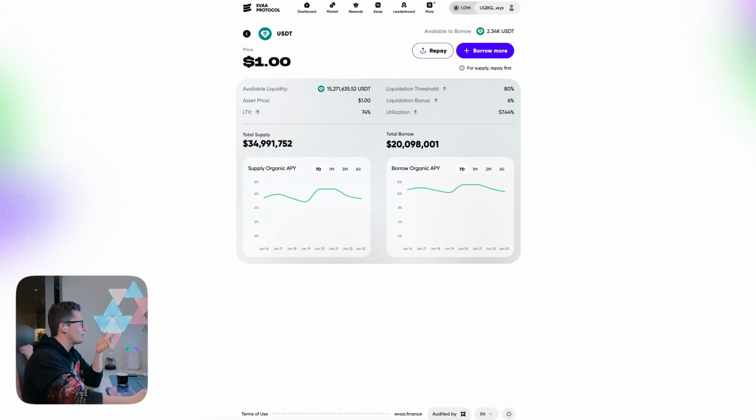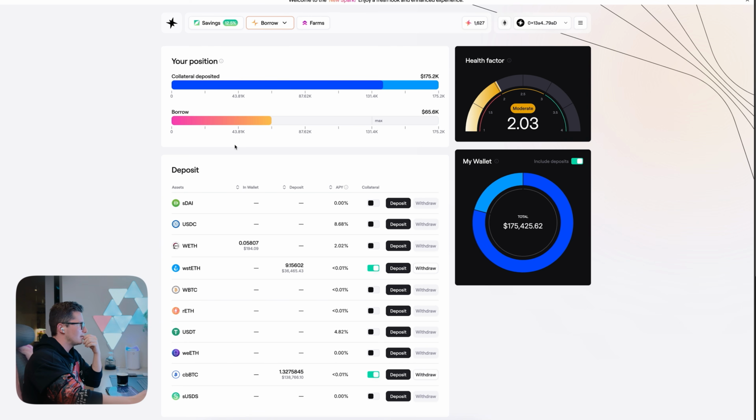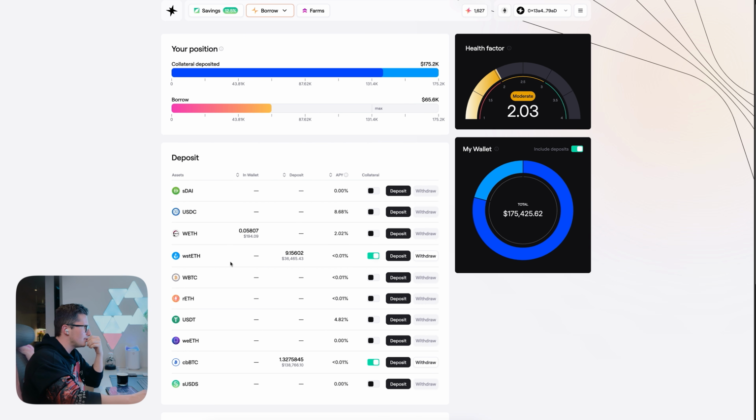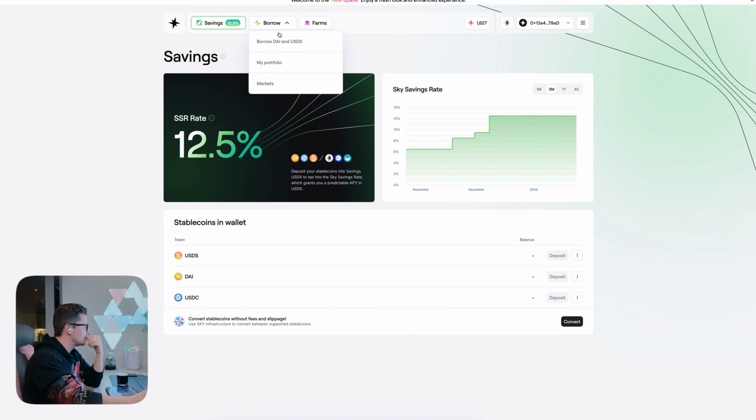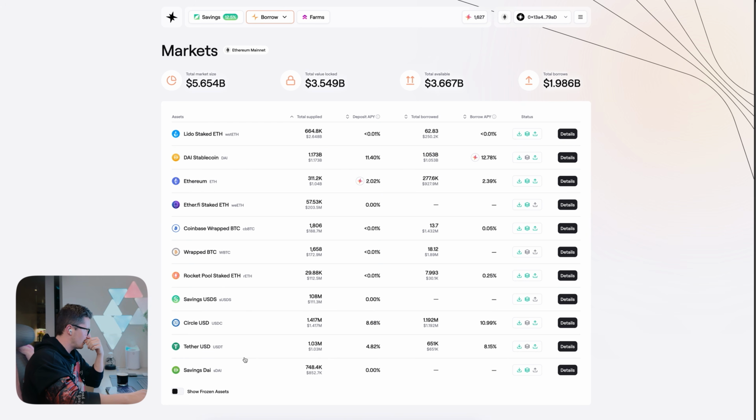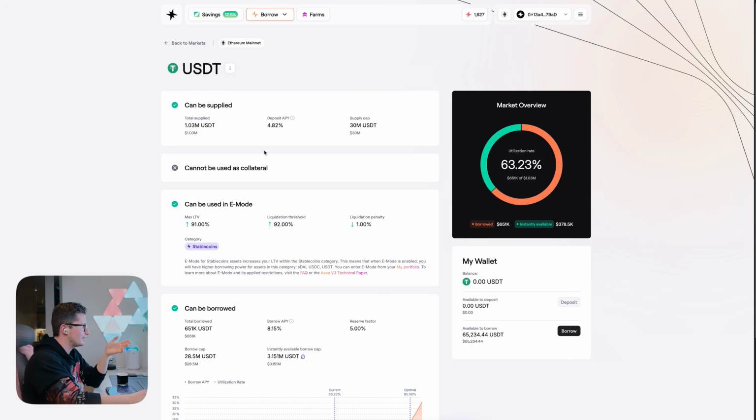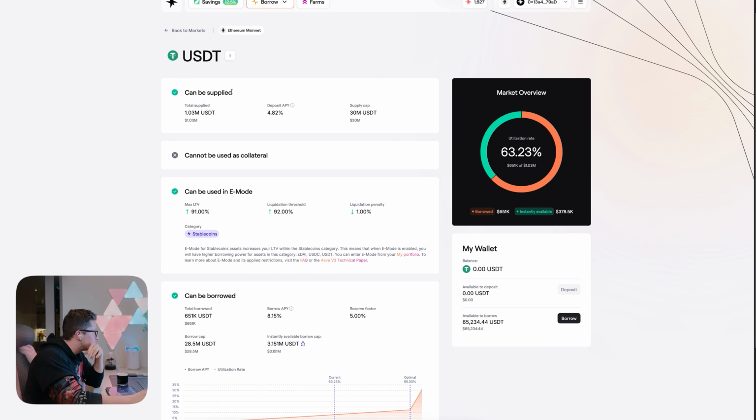And if we go to Spark, for example, that's the same here. Let's find USDT markets, and then USDT here. You will find the same information. So can be supplied, total supplied, deposit APY, then supply cap here. So we do have some caps to supply assets. That's okay. Then can be borrowed. How much can be borrowed? And then the borrow cap, the borrow APY, a bit more complicated, but mostly the same.